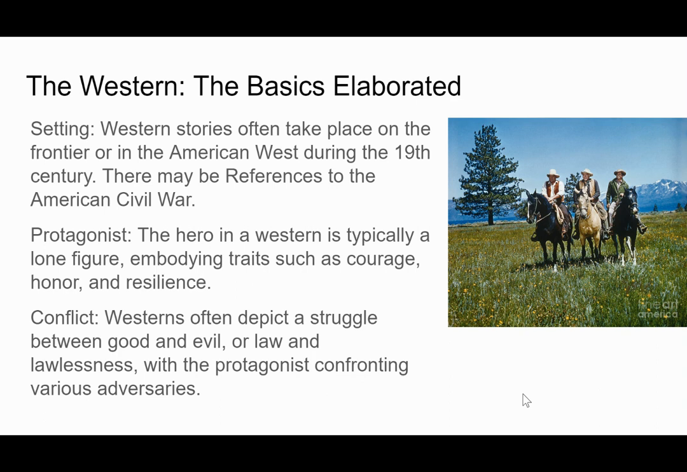There's going to be good and evil. The protagonist might be confronting several adversaries at the same time. So, like the police procedural, there's a lot of things going on that the cowboy, the sheriff, whoever it is, is going to have to deal with.